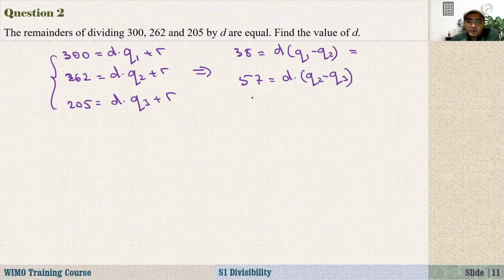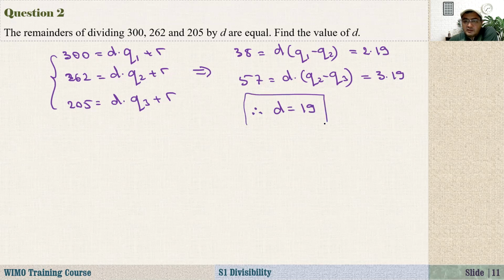Now 38, right? 57. What actually is the common factor of these two numbers? 38 is just 2 times 19, and 57 is 3 times 19, which implies that here D must be 19. So the value of D is 19.